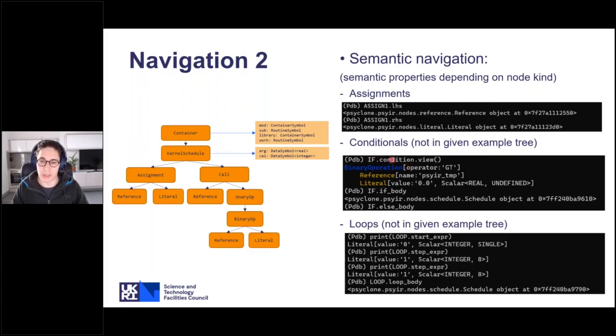For conditionals, we have the condition, which gives you the part of the tree that represents a condition, the if body, which returns a schedule representing the if body, and the else body, which is optional. Not all ifs have an else, but if there is something here, it returns you a schedule. Similarly, the loops have a start expression, a stop expression, a step expression, and the loop body.